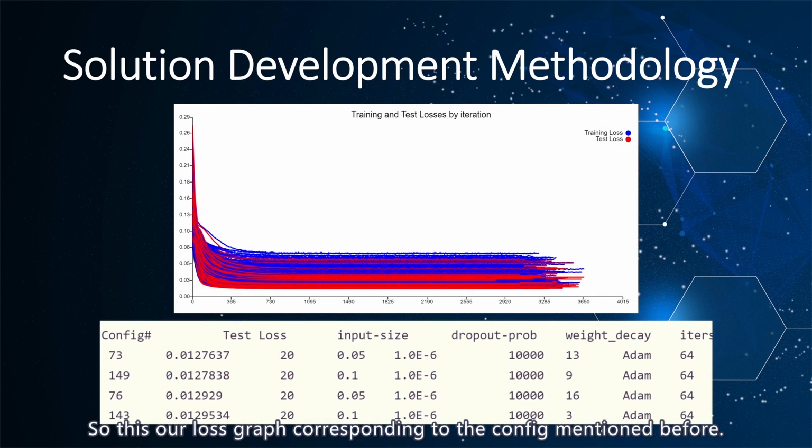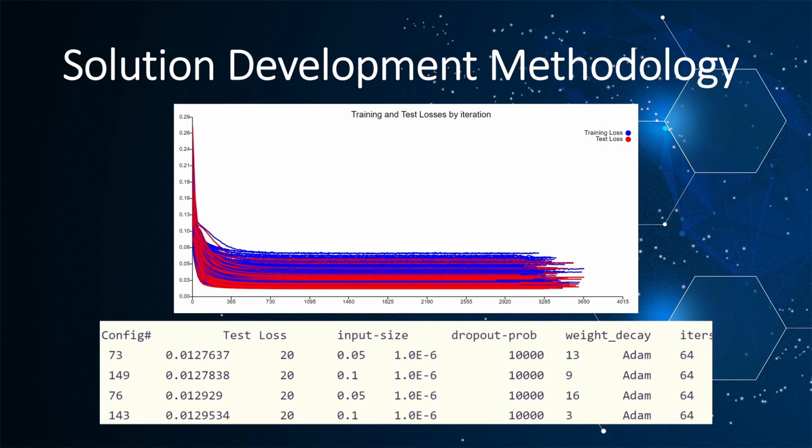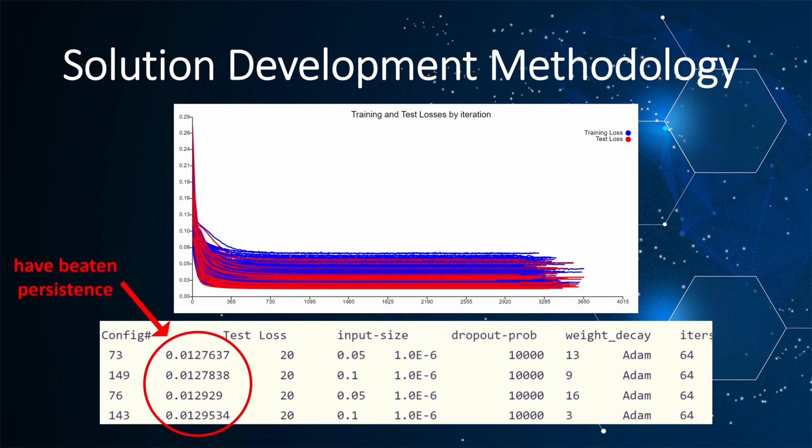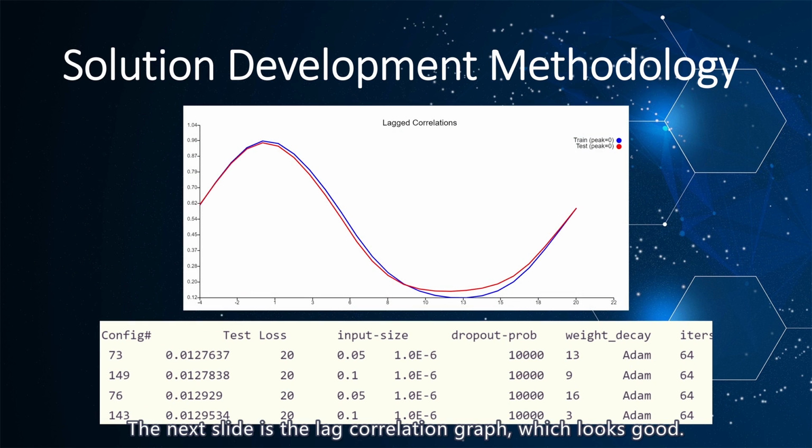This is our loss graph corresponding to the config mentioned before. We can see that the lowest test loss is 0.0127, which already beats the persistence. However, in the loss graph, the test loss is too low, so the red line is at the bottom of the loss graph. The neural network tends to memorize. Thus, the neural network needs to be improved. The next slide is the log correlation graph, which looks good, as you can see.